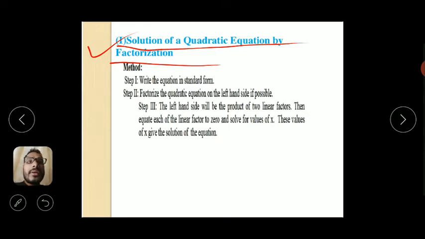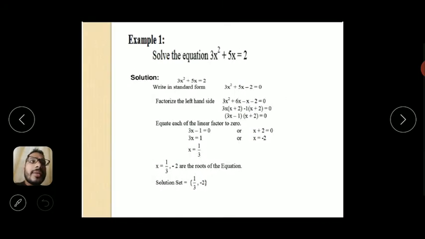The methods are already given here in the slide. You can just copy this method down and practice at home. I will be discussing the other ways, and in a very easy manner I'll teach you how to find the solutions of a quadratic equation by the factorization method. We'll move to the example first to make it a little easier to understand.